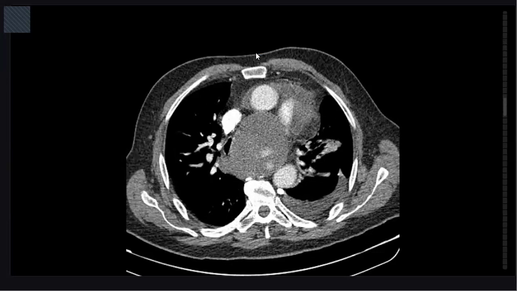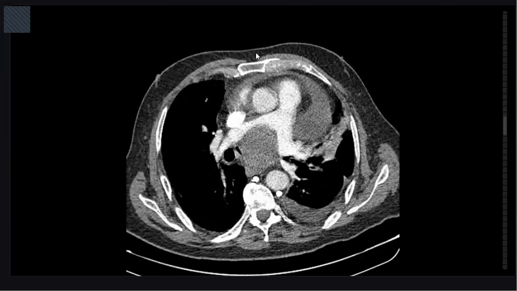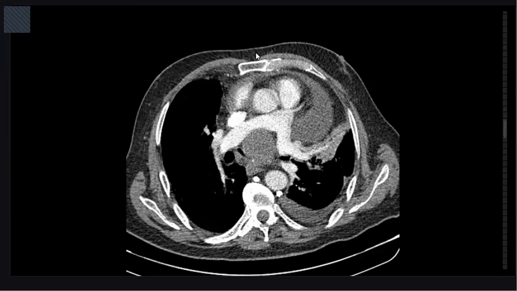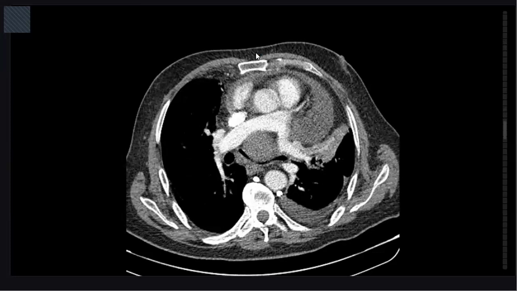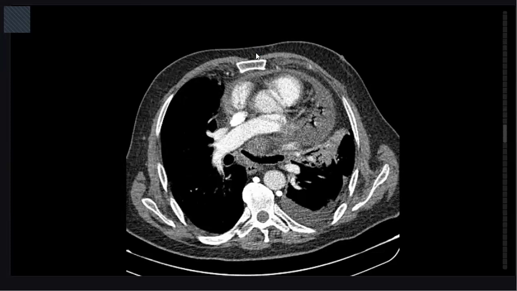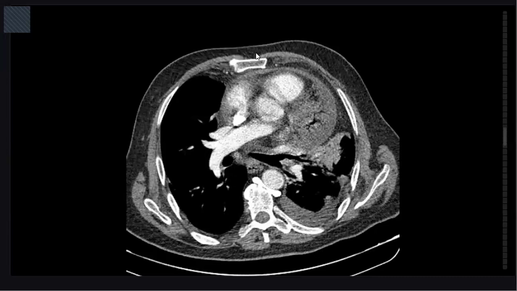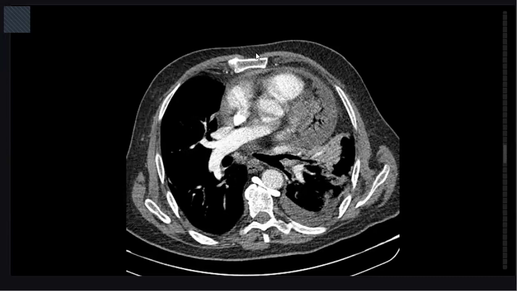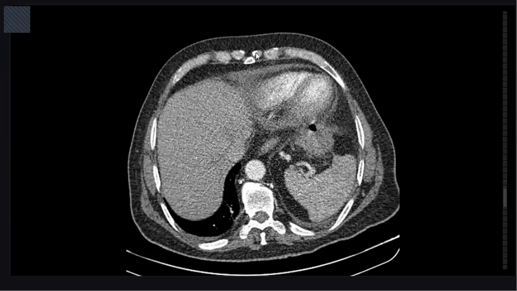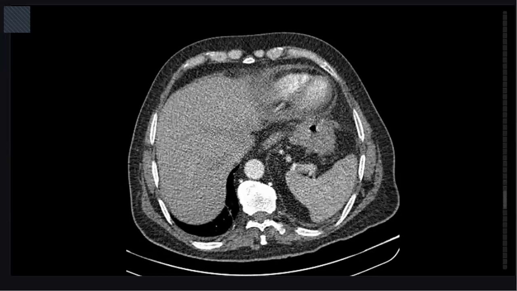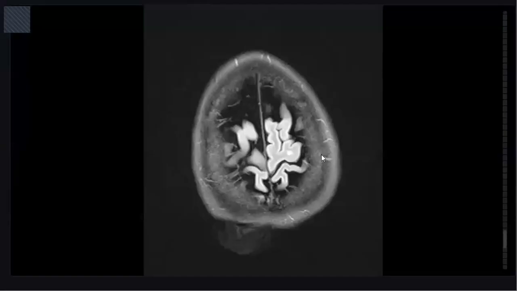So this is a case of acute aortic syndrome, and this patient needs to be urgently referred to the cardiothoracic team for management. Also here, there are signs of cardiac tamponade due to the large amount of pericardial effusion and the pericardial thickening. Okay.